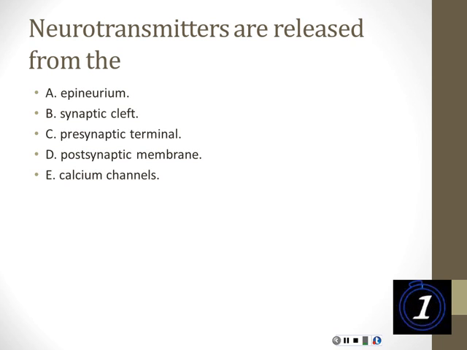All right, we got kind of a split decision between B, C, and D. So neurotransmitters are released from the presynaptic terminal. They cross the synaptic cleft to arrive at the postsynaptic membrane. So where are they released? C, the presynaptic terminal. That's just another name for the synaptic knob or the telodendria.